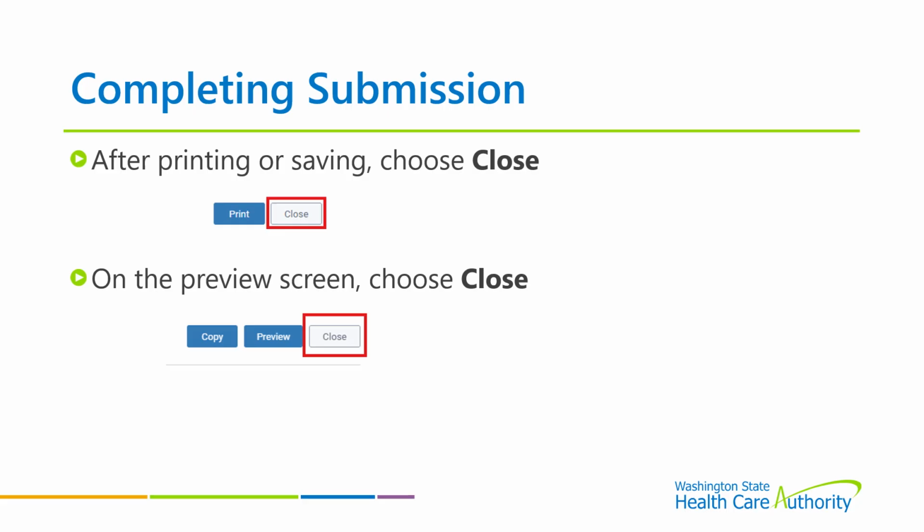Once you have printed or saved the screening results, click on Close, and then click Close again on the preview screen. You have now submitted an initial screening into the online system, and the Health Care Authority will be able to see the data you have submitted.